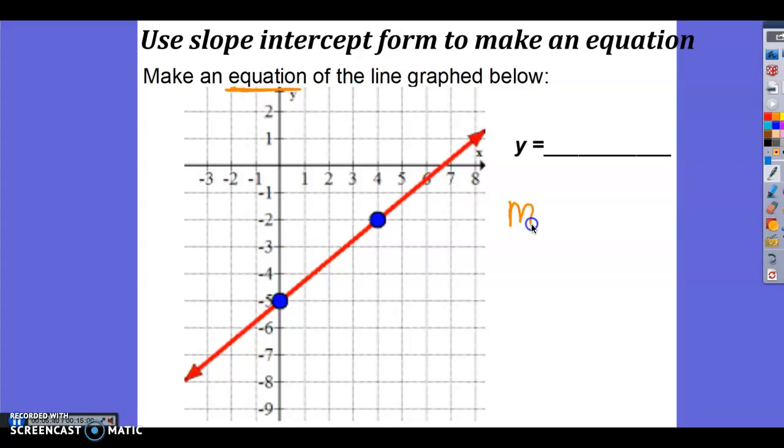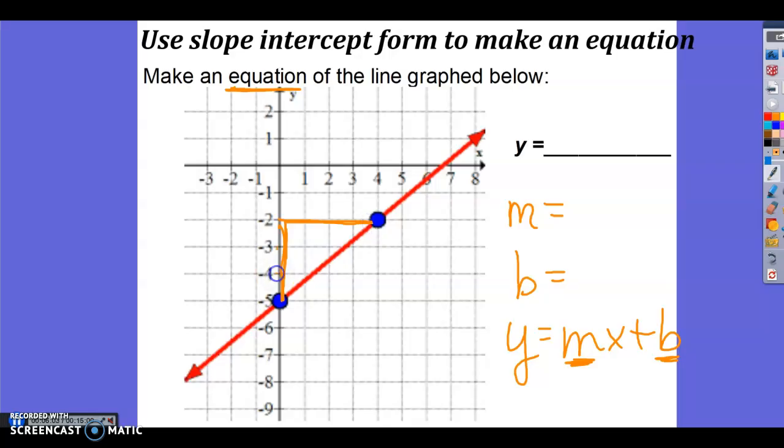You need the slope, or m, and you need the y-intercept, or b. And then we're going to plug the m and the b into the equation y equals mx plus b to make our equation. So looking at this line, I have 2 points. I'm going to find the slope between them. So I'm going to calculate the rise over run and make my slope triangle.